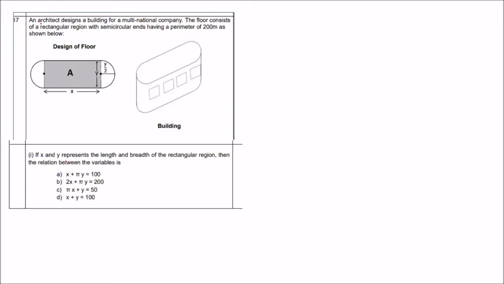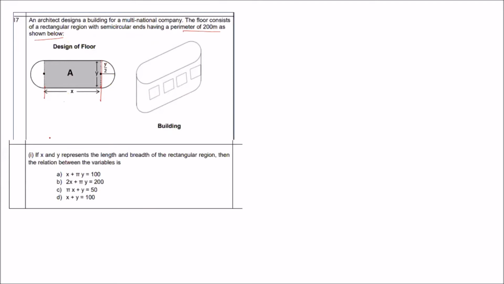So question number 17. Here a diagram is given, so you have to read the question very carefully. An architect designs a building for a multinational company. The floor consists of a rectangular region with a semicircular end, having a perimeter of 200 meters as shown below. This is the picture, the design of the floor. The length of the rectangular portion is x and the breadth is y, and there is a semicircle on both sides.